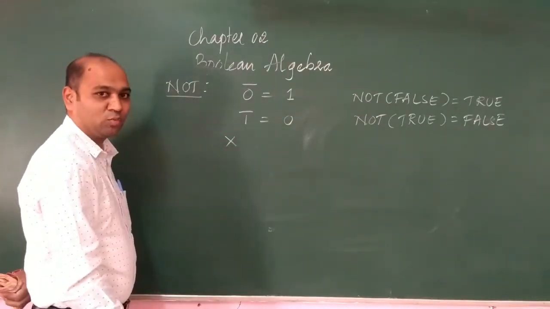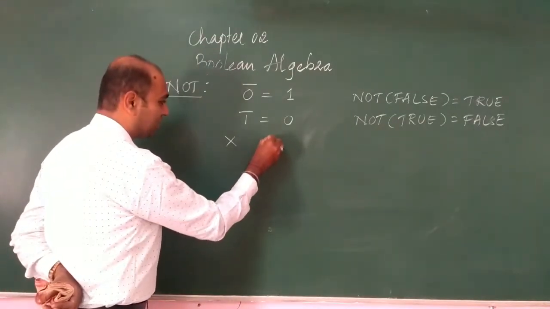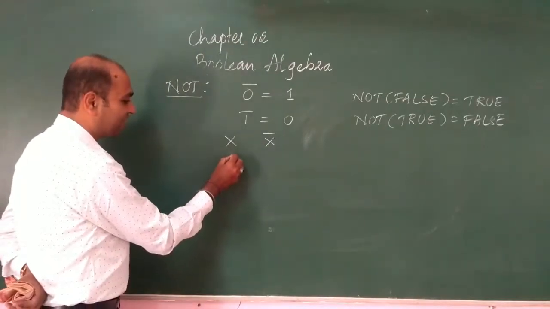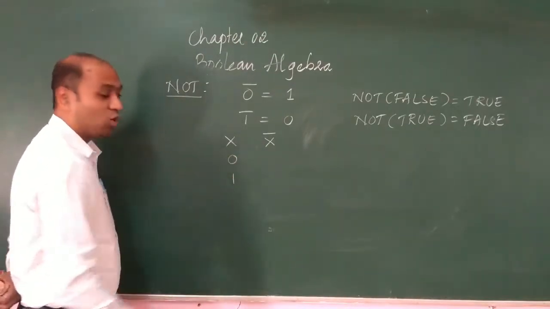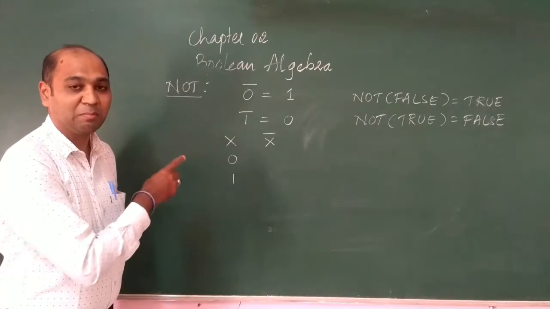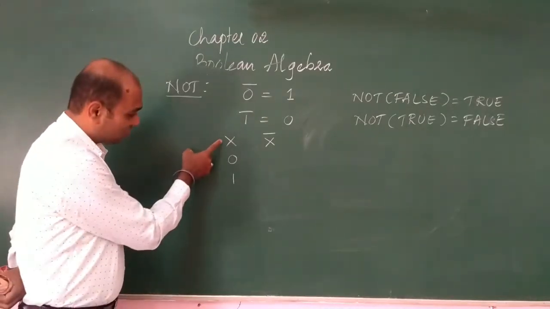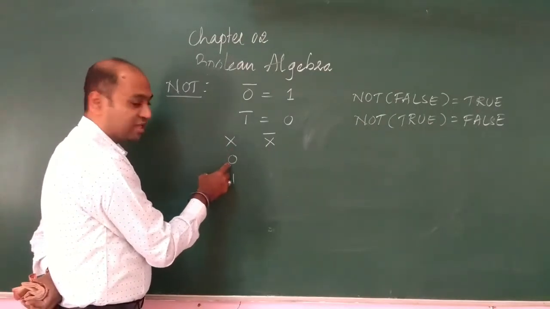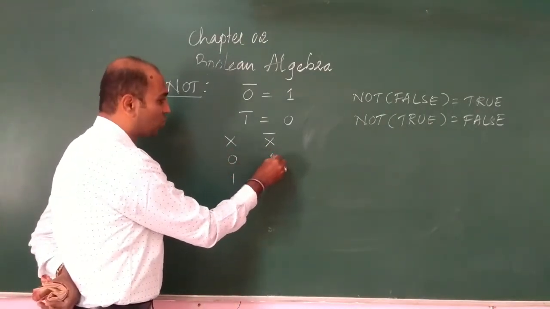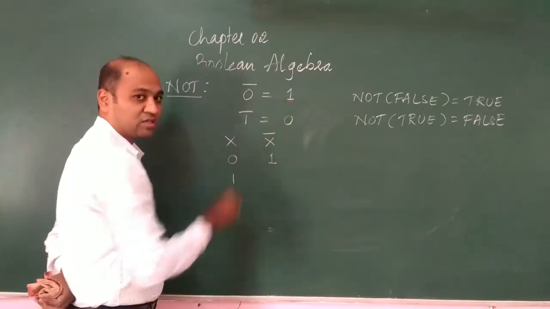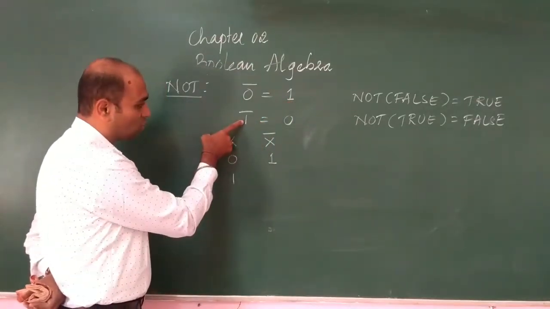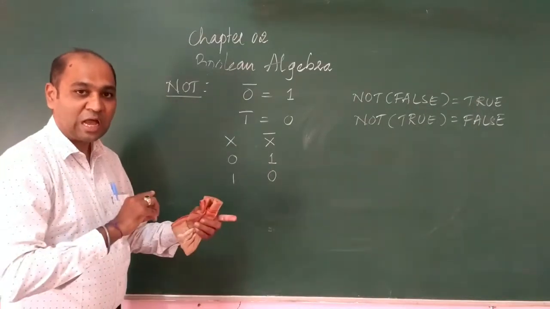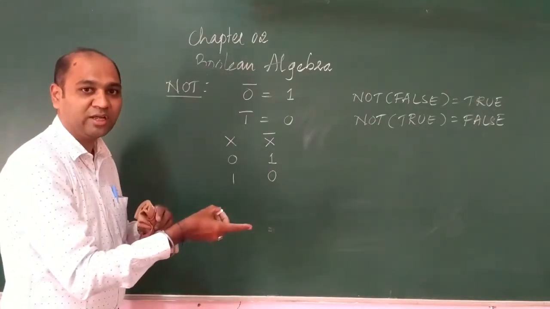So let us write a truth table. Here I will write the input variable as x and not x represented as x bar. Okay. So the value of x could be either 0 or 1. So just now we have studied binary valued quantities. X could hold either 0 or 1. If x is 0, then x bar is what? It is 1. If it is 0, then it is 1. And if it is 1, then the result of this is what? 0. It is always the opposite of the inputted value.